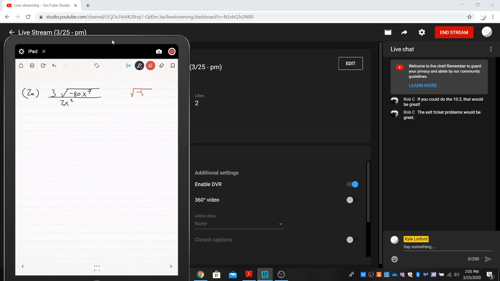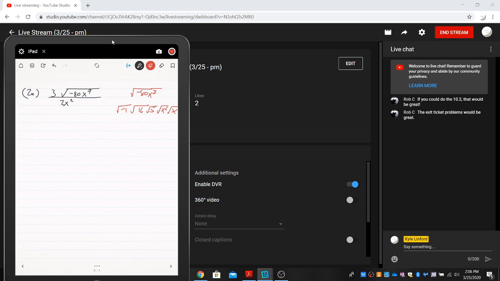We have the square root of negative 80, x to the 7. Oh gosh, what is the square root of negative 80? Well, first we can pull out the negative 1, and then 80, 16 and 5. Those are two factors of 80. And then the square root of x to the 7, I'm going to break up into x to the 6 and the square root of x to the 1st.